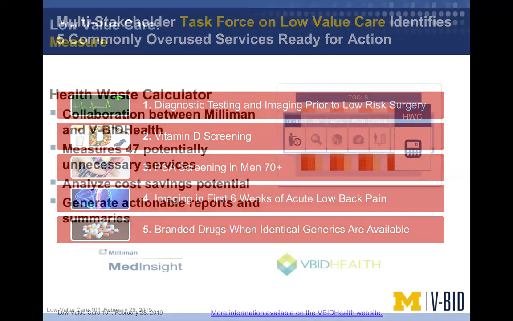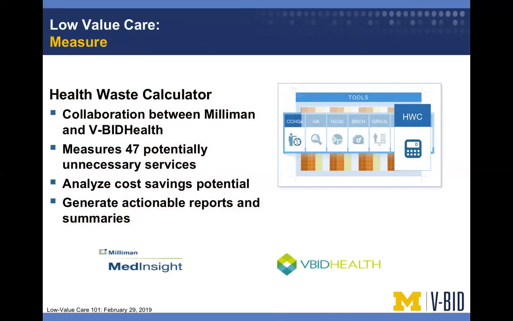Next slide. So we have developed with Milliman a tool called the Health Waste Calculator, which is among several tools available to you on the purchaser side to help you measure how much you're actually spending on an annual basis, or even more frequent than annual basis, on these low value care services. The current version that Beth used included 47 services. We soon will have a new version with 400 low value services. And as I said, this product is co-branded with VBID Health as well as Milliman MedInsight.